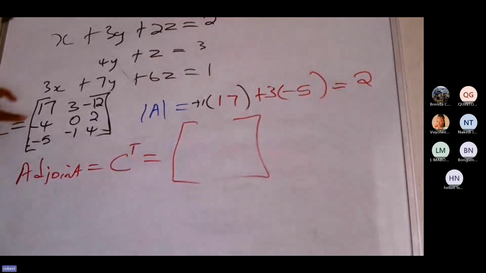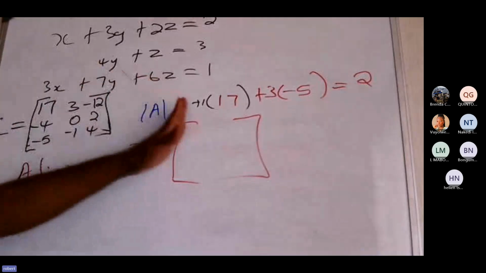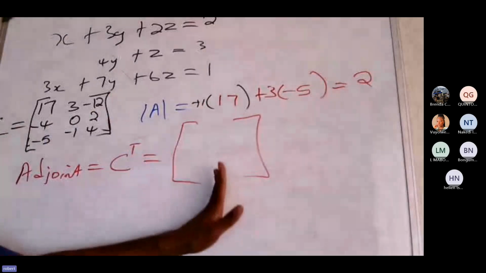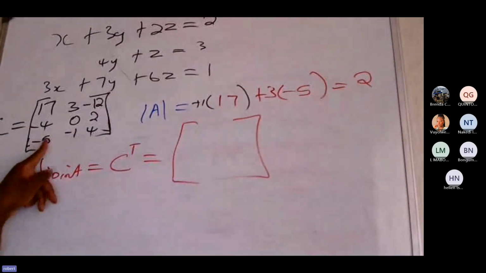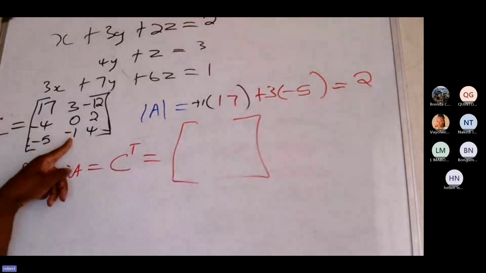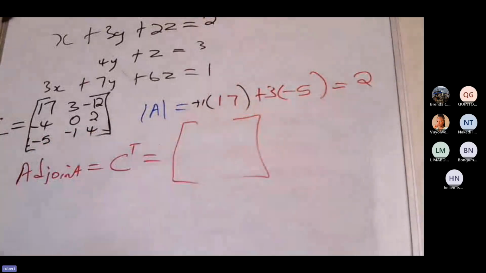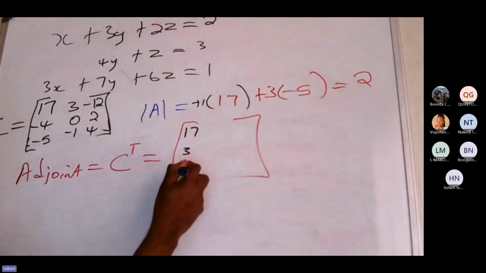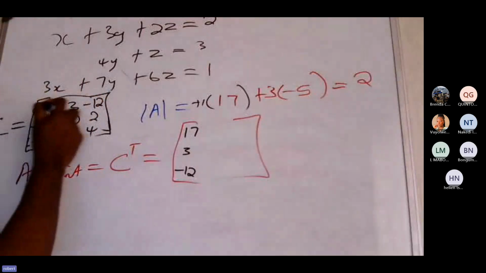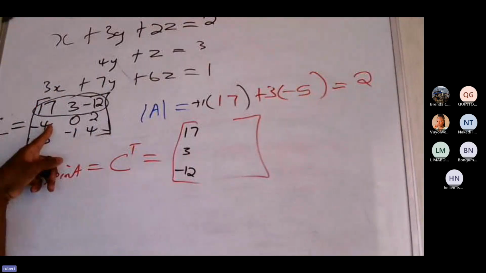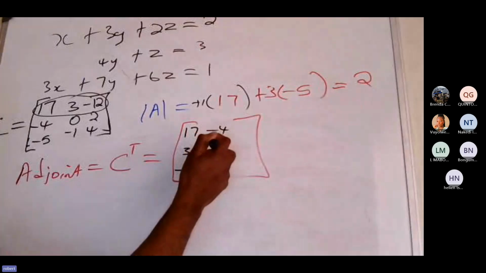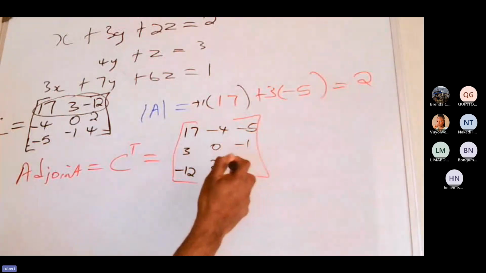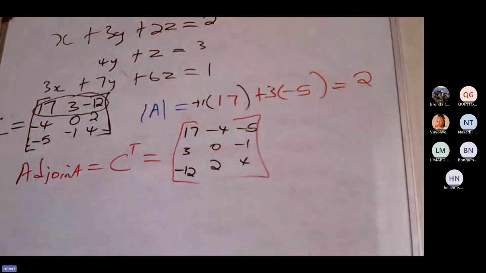So 17, 3, minus 12 will now be here. Minus 4, 0, 2 will now be the second column. Minus 1, minus 5, minus 1, 4 will now be the elements of the third column. Then it will now be 17 here, 3 here, minus 12. With the transpose, it will now be minus 4, 0 here, 2 here, minus 5 here, minus 1 here, and 4. This is now the adjoint.